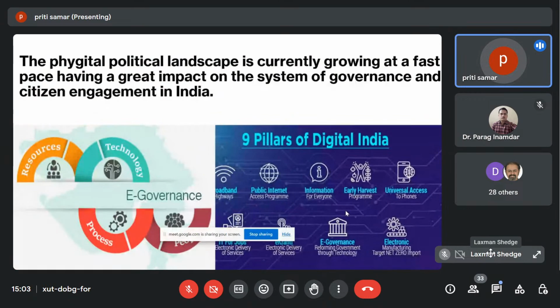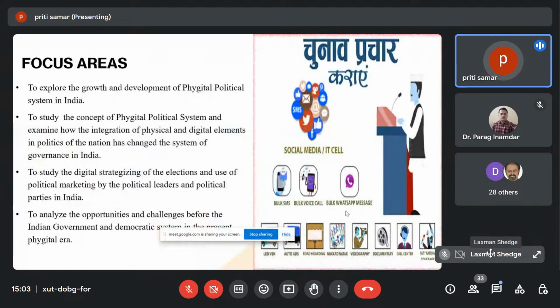The digital political landscape is currently growing fast, and it is having a great impact on the system of governance and the citizens' engagement in India. The present paper focuses on exploring the growth and development of the digital political system in India. It aims to study the concept of the digital political system and examine how the integration of physical and digital elements in politics of the nation has changed the system of governance in India. It aims to study the digital strategizing of elections and the use of political marketing by the political leaders and political parties in India.